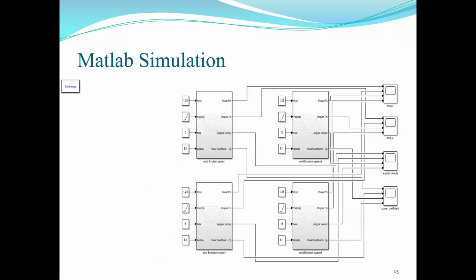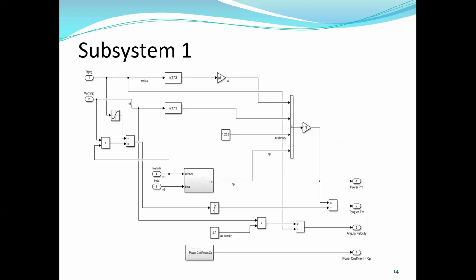So this is the MATLAB simulation for our system. There are 4 inputs and 4 outputs. The inputs are radius, wind velocity, beta, and lambda, and the outputs we get are power, torque, angular velocity, and power coefficient. This is the subsystem for our system. This is subsystem 1, in which we are getting the values of power and torque and power coefficient.